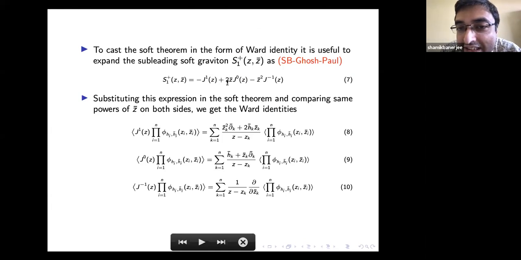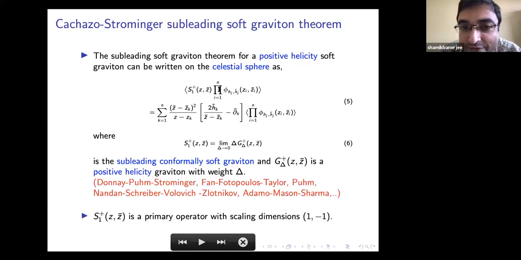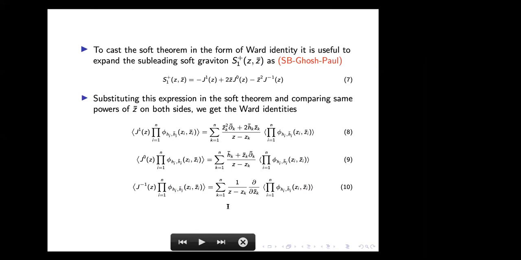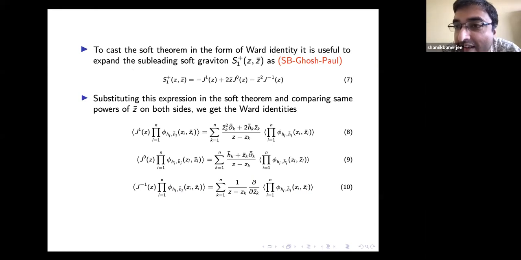Yes, that's the z bar expansion of this. Once you substitute this in the soft theorem and compare equal powers of z bar on both sides, what you get is this. Okay, I understand, thank you. Yeah, so that's how we got this.